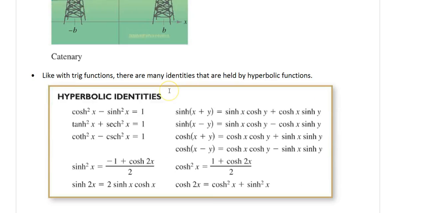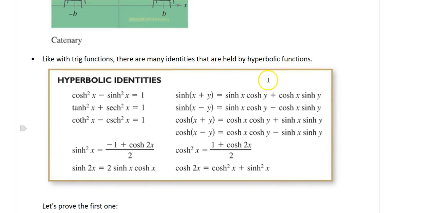Just like with trig functions, there's a whole bunch of identities that are held by hyperbolic functions. You want to be careful with these because they're not exactly the ones that you learned with trig functions. Notice the hyperbolic cosine squared minus the hyperbolic sine squared is equal to 1. Normally you would have a plus there if these were just regular sine and cosine, but here you have a minus. So do be careful with these properties and identities. They're not exactly the same.